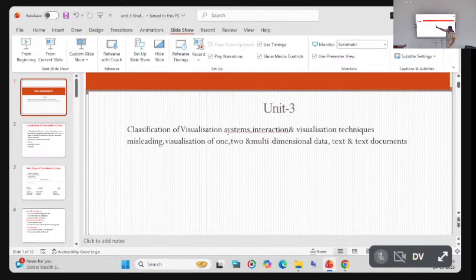Next one, what do you mean by system? System means you are taking some textual data and converting it in the form of images, that is either graphs or charts, right? What do you mean by interaction? Interaction means how you interact with the system. You are zooming, filtering, highlighting, drill down. So write about them with examples.